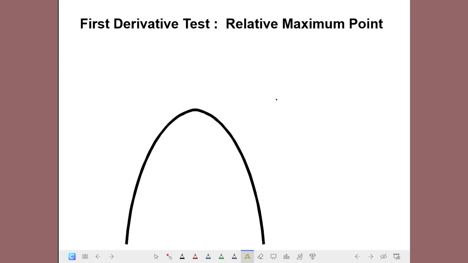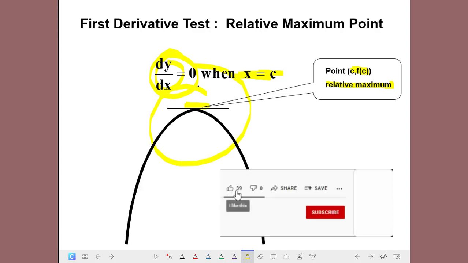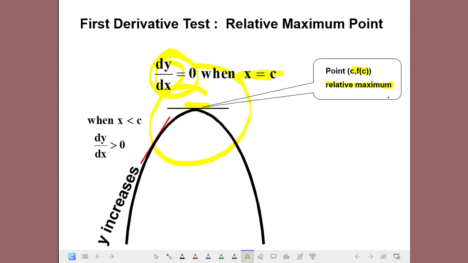For the first derivative test, consider a relative maximum point on the graph. dy/dx is equal to 0 when x is equal to c. At point (c, f(c)), which is on the top here, that is a maximum. So we can say the point is a relative maximum or local maximum. At this part only, this is the maximum. Maybe elsewhere the graph has another maximum, and this is found by checking the intervals of the graph, when x is equal to c.